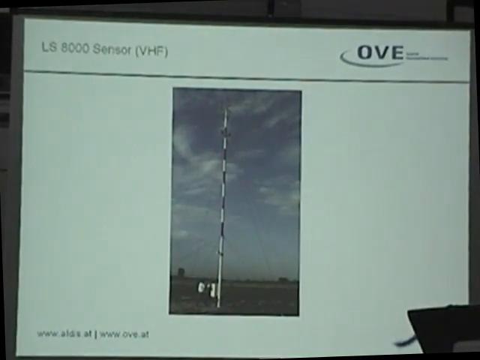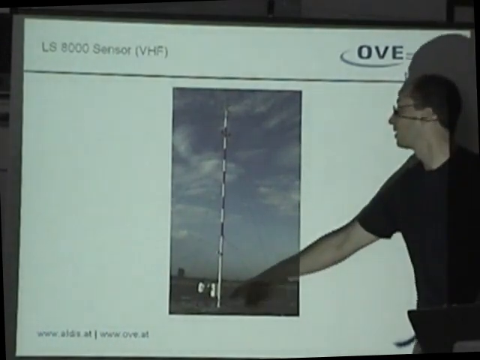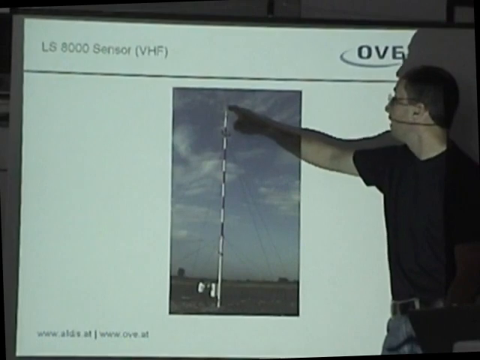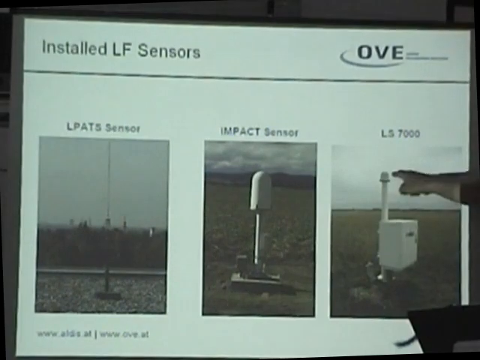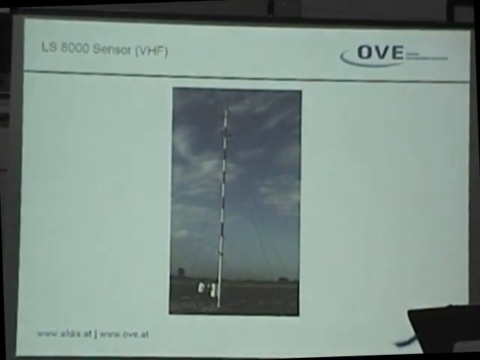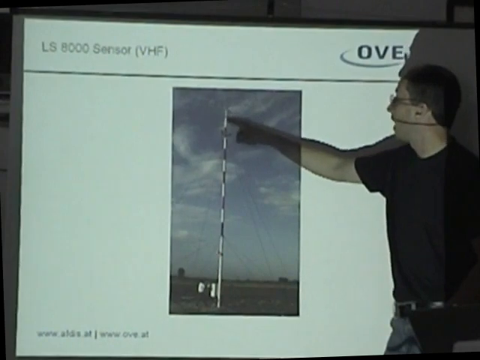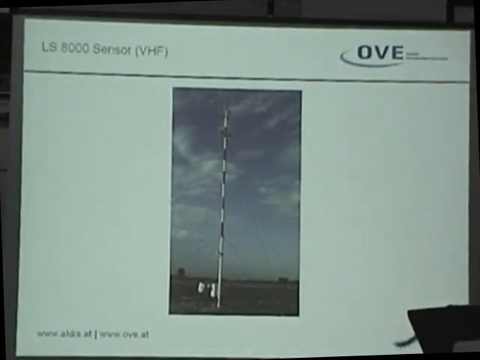This is for completeness. I've included a VHF sensor, a SAFIR or LS8000 sensor as it is called now. We set up one in Austria. It's a mast of about 50 meters, and on top is exactly the same antenna. So it produces also LF locations, but you see additionally those 5 dipoles, and those dipoles are used to determine in VHF the direction to a discharge.